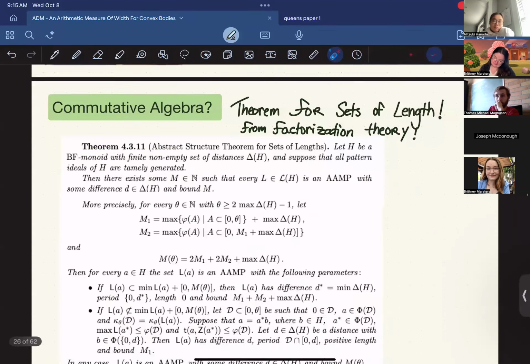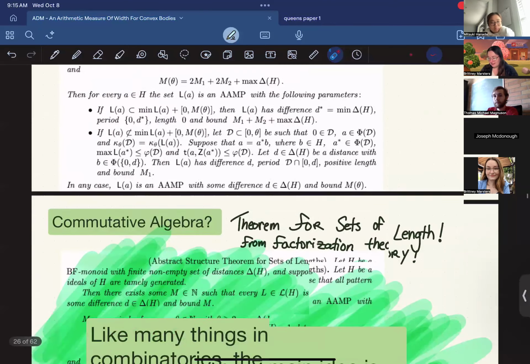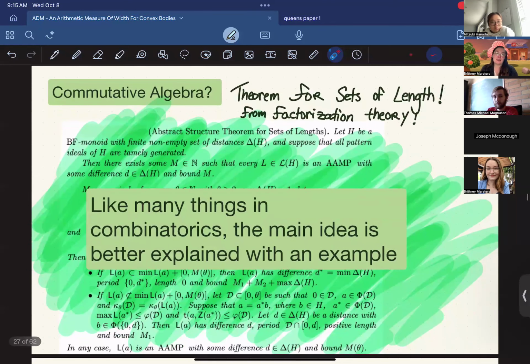Okay. So this is the theorem for sets of length from factorization theory. It's a behemoth of a theorem. I don't ask that you read this giant paragraph, all right? It's got a lot of words with a lot of different ideas in it. And I think, like most things in combinatorics, it's going to be better explained with an example rather than trying to get you to read all of the details. So let's go ahead and do an example.